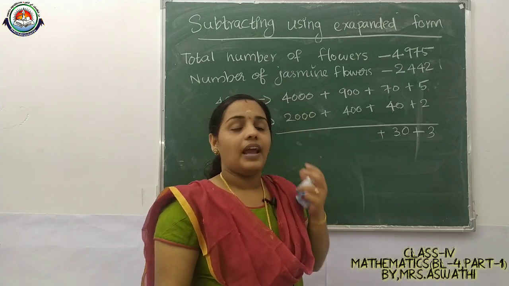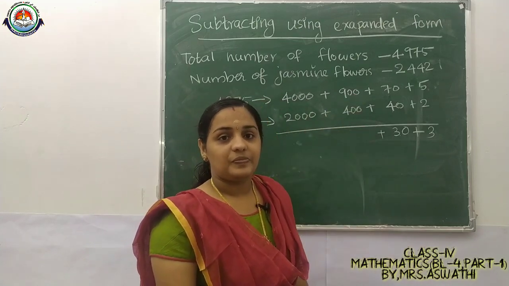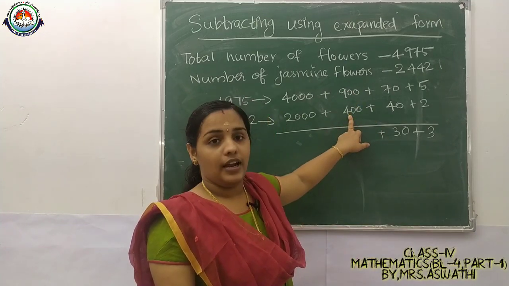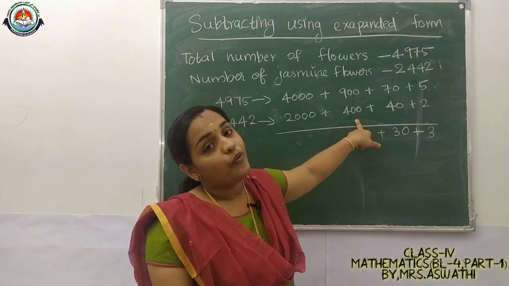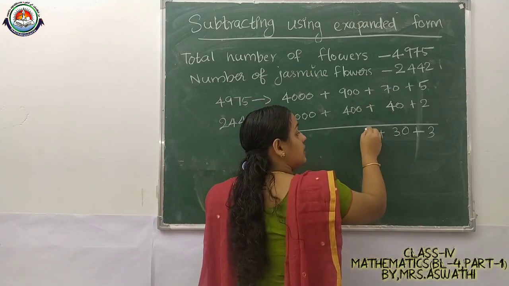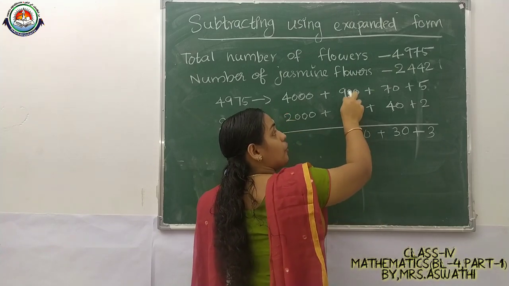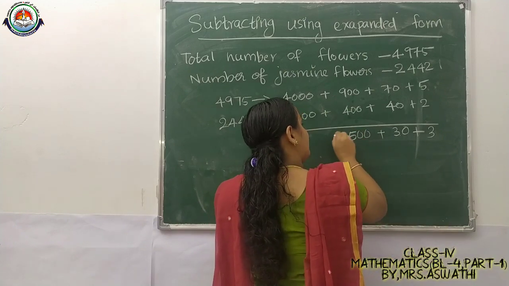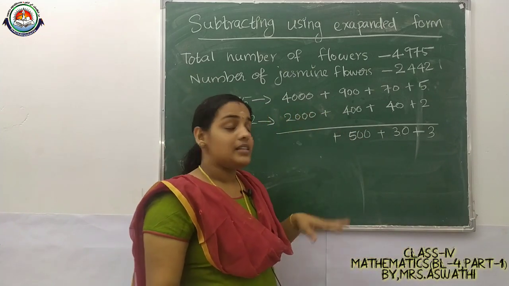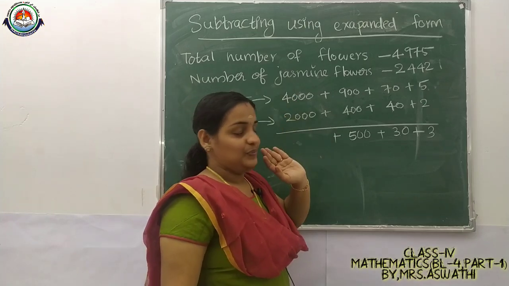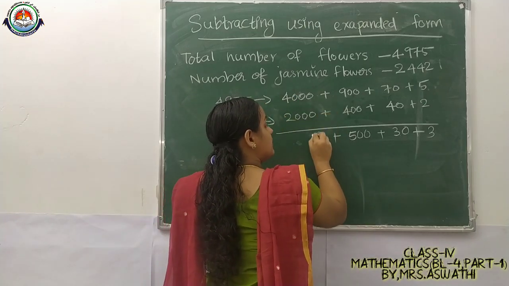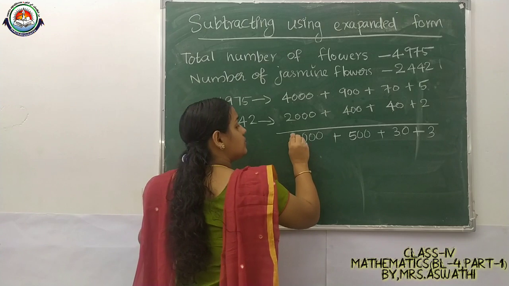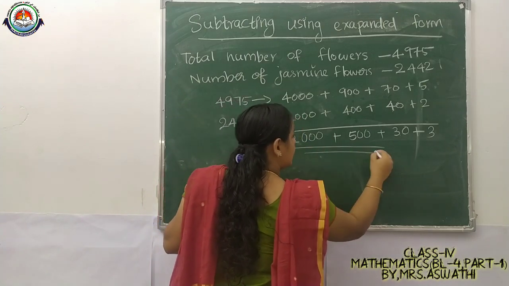Then we subtract the next, the hundreds place. Which are the numbers from the hundreds place? 900 and 400. 900 minus 400. So we can write 00 here and subtract 4 from 9. The answer is 5, so we got 500. And in the thousands place, 4000 minus 2000. We write 000 here, 2 subtracted from 4, so we got 2000.